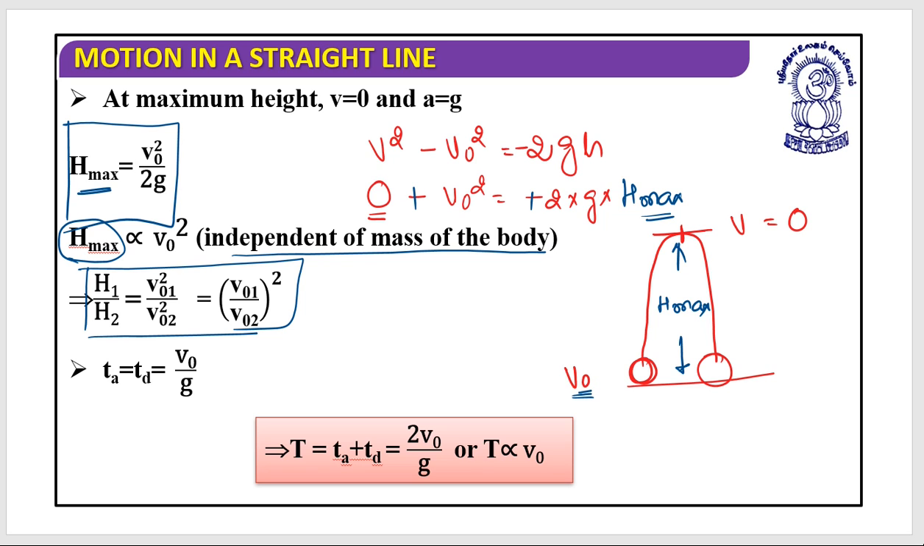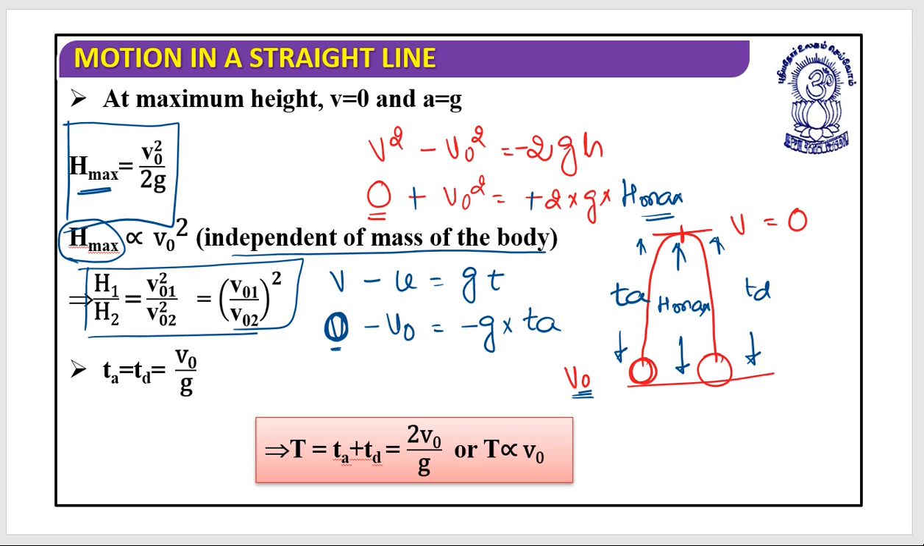It is time of flight. We call it time of flight, but before that, let's find out the time of ascent and the time of descent. So what would be the situation? v minus u is equal to gt. This final velocity would be 0, and this is the initial velocity v naught. As it is in the opposite direction, it is g into t, as I have put this as 0. So if I replace this, ta is equal to v naught by g.